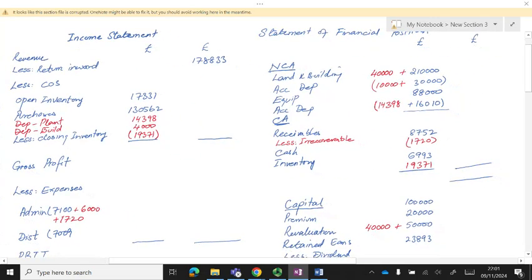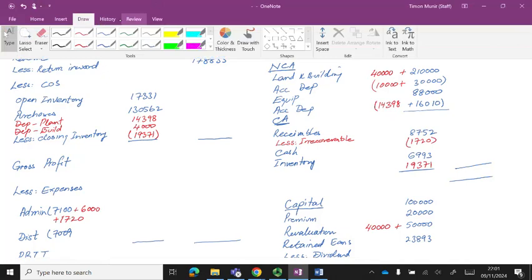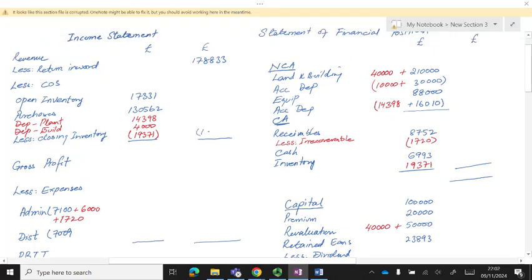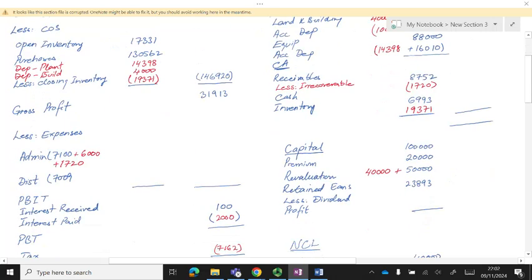Now the next thing we are going to do is close our profit and loss income statement. So opening inventory plus purchases plus the depreciation of building plus the depreciation of plant minus the closing inventory, and that gives us 146,920. That is the cost of sales. We need to subtract the cost of sales from the revenue, and the value is 31913. That is our gross profit.